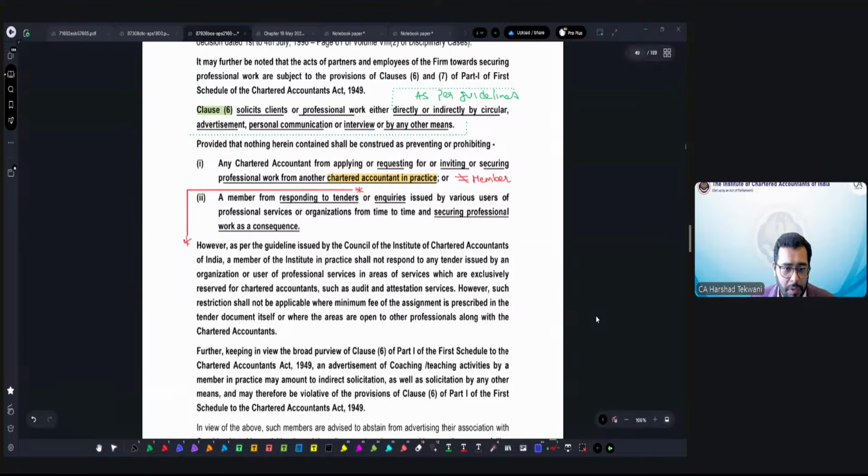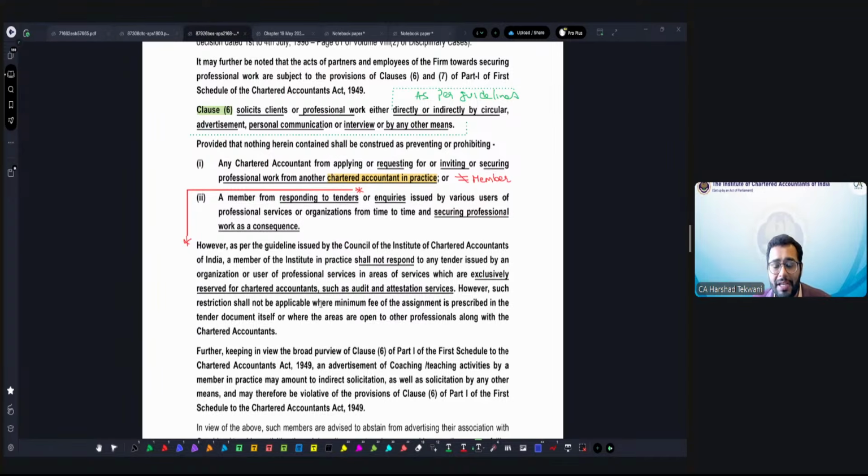Now what are the conditions? If you are a member of the institute applying for a tender, then you should not respond to a tender issued by an organization or user of professional service in areas of service which are exclusively reserved for chartered accountants, such as audit or attestation. That means you should not apply when it is exclusively reserved for chartered accountants' areas, like audit and attestation. You shall not respond. Remember that. So you are not required to respond when that particular tender is for the exclusive areas of CA.